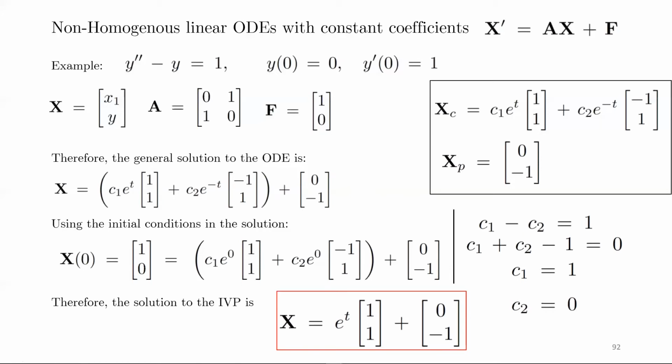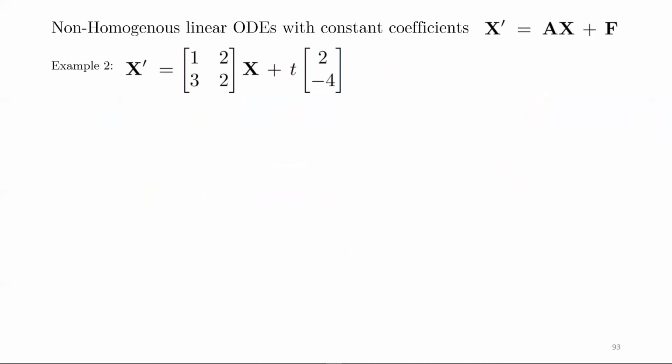Okay, so that's quite an easy example because our non-homogeneous term was just a constant. But what happens if now we have a polynomial? In this case, just a first order polynomial as our non-homogeneous term. So f here is 2t, negative 4t. Okay, so f is a linear function now.